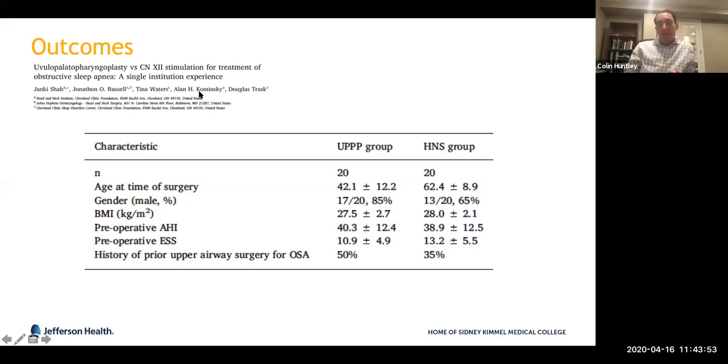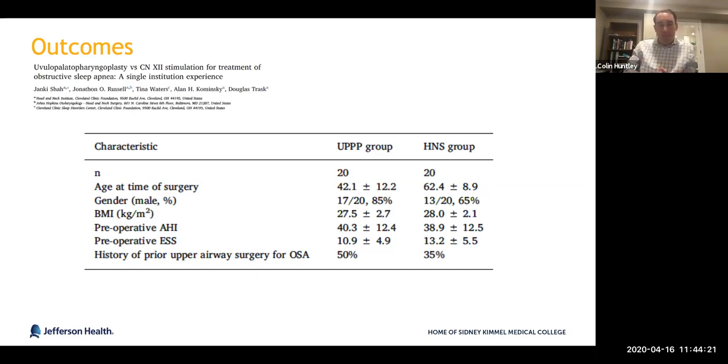And they took 20 patients who were undergoing UPPP and compared it to 20 patients who underwent upper airway stimulation. So you see that the upper airway stimulation patients are older, and that may be because early on Medicare was covering it, versus more aggressive reconstructive and ablative surgery to the airway isn't necessarily as acceptable an option for an older population. These are the two thoughts as to why that might be.